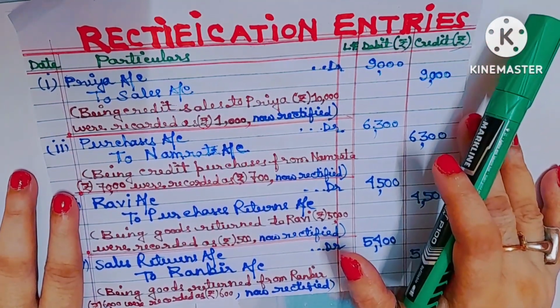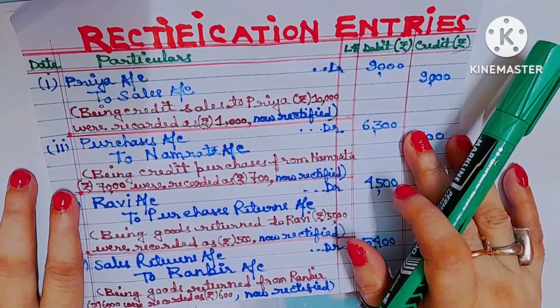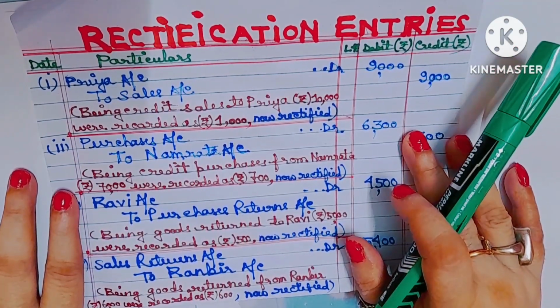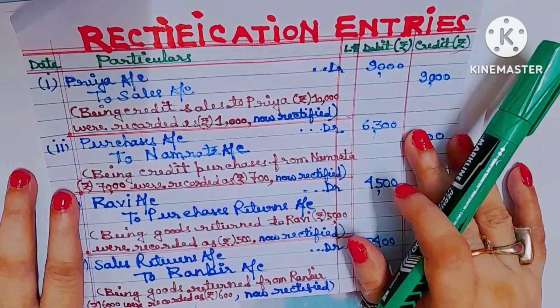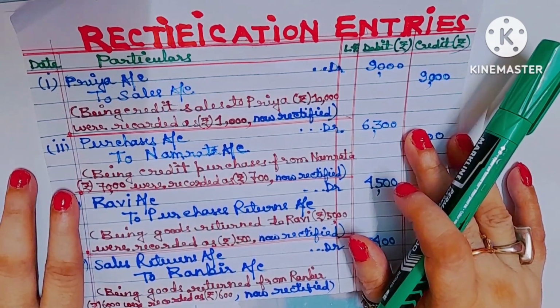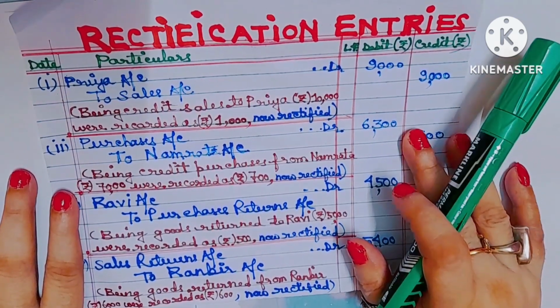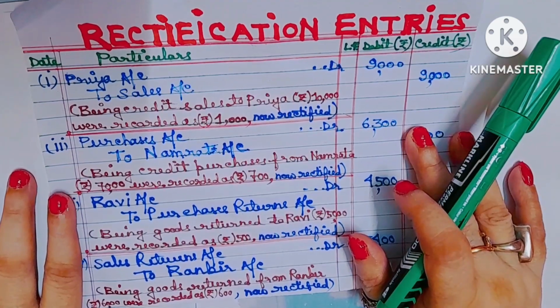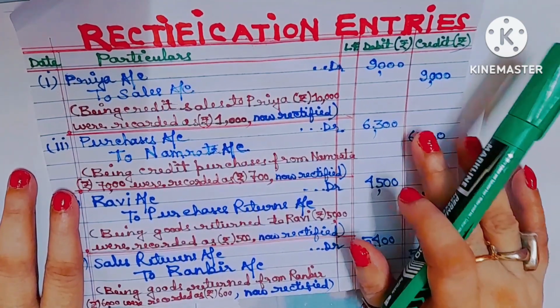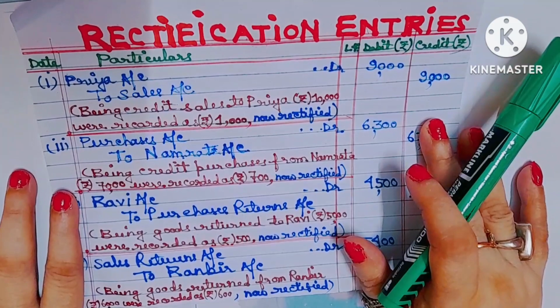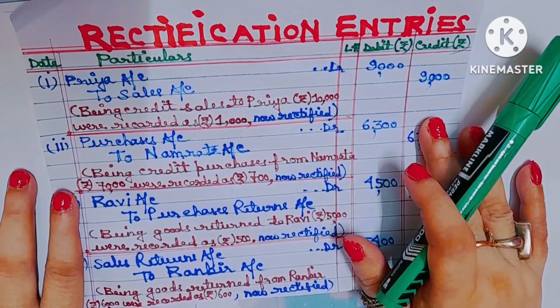I hope you understood. Today I did two problems just to show you the difference when the amount has been recorded more, how to rectify the wrong entry, and when the amount has been recorded less, how to rectify the wrong entry. I hope you understood.